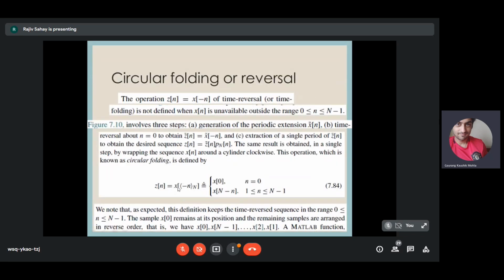We have seen that this equation shows how the modulo operation is connected to the linear operation. So a circular operation or a circular folding can be written out like this. This is in the linear time axis. So the value at n equal to 0 remains fixed, and the other values get reversed or time reversed. So you will have x(0), x(N-1), x(N-2) up to x(1). That is the time reversed sequence.